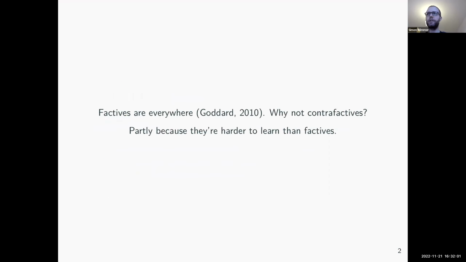The question for our talk is now, well, factives such as no that presuppose truth of a belief are everywhere. Contrafactives such as contra, which presuppose the falsity of a belief, are nowhere to be seen. Why is that? And we're proposing a partial explanation of this fact, which runs in terms of the idea that contrafactives are just harder to learn than factives, and so are less common across natural languages.